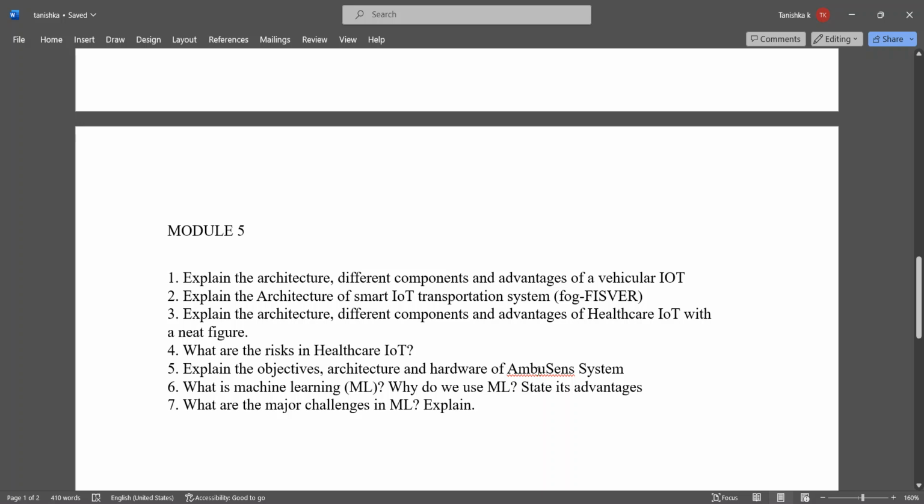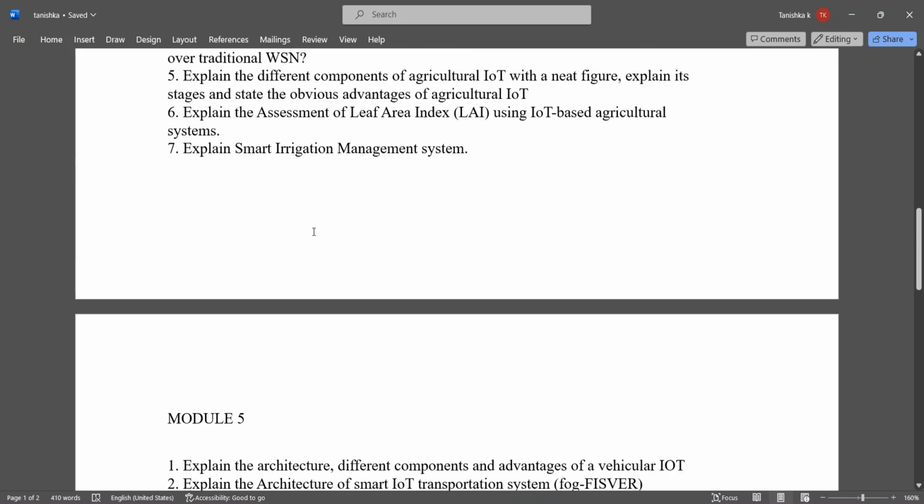of ambience system. Then what is machine learning ML? Why do we use machine learning and state its advantages? Then what are the major challenges in machine learning? Explain. So these are the important questions of all modules.